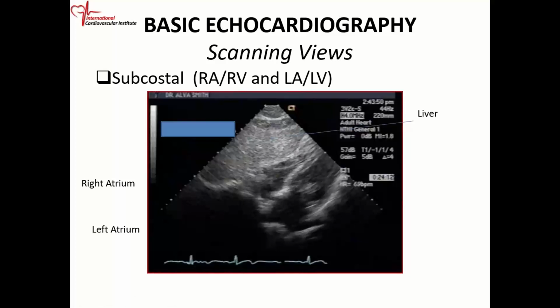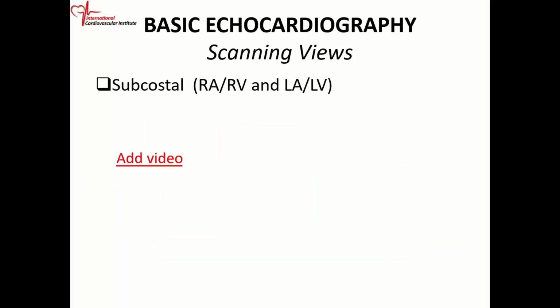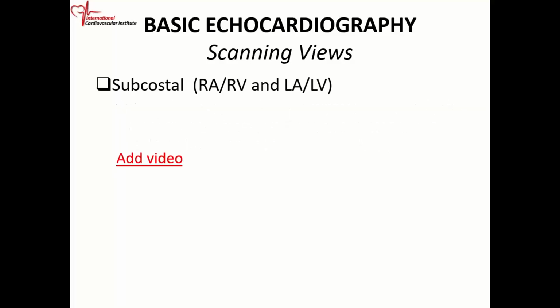So that's the liver right there. The right ventricle is right there. Ventricular septum, LV cavity, atrial septum, the left atrium, right atrium. Very important view. Okay, so we look at the subcostal, looking at the IVC, and then looking at the right side of the heart.